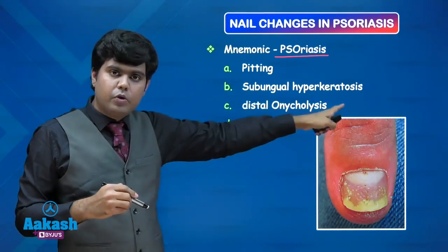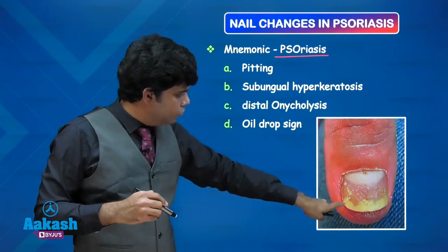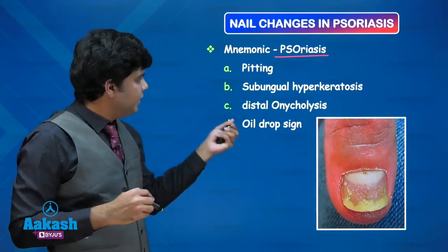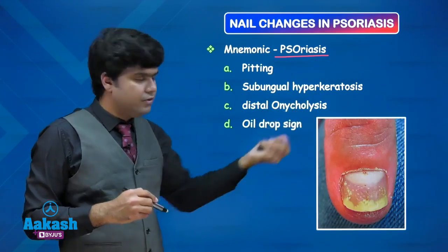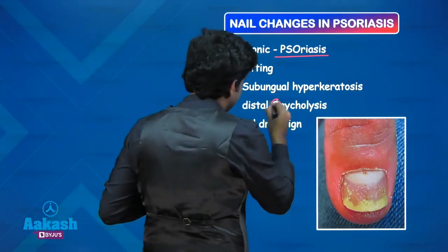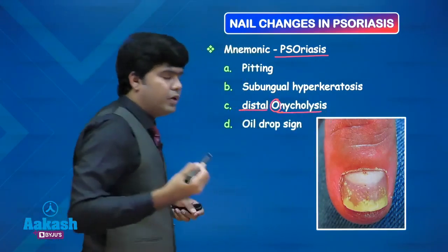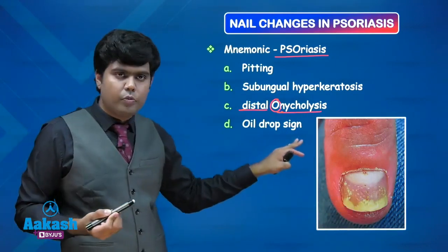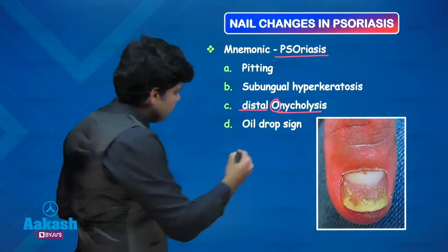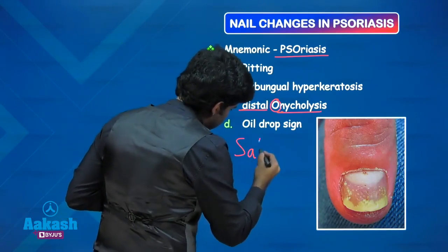S is for subungual hyperkeratosis. So beneath the nail plate, we get a debris, hyperkeratotic debris, that is subungual hyperkeratosis. We also have onycholysis, distal onycholysis. What is the meaning of onycholysis? Separation of nail plate from nail bed. And oil drop sign. The another name for oil drop sign is salmon patch.